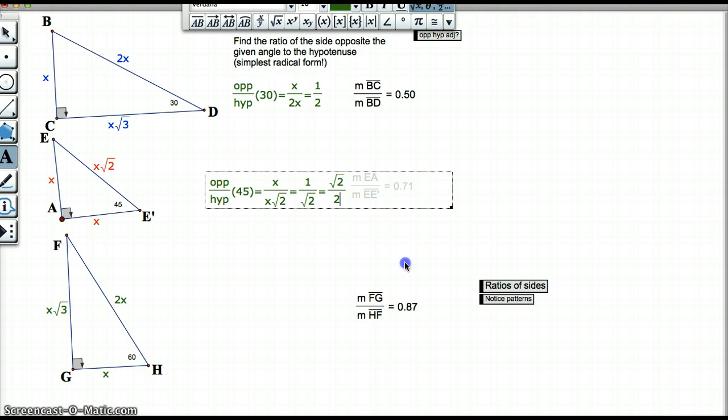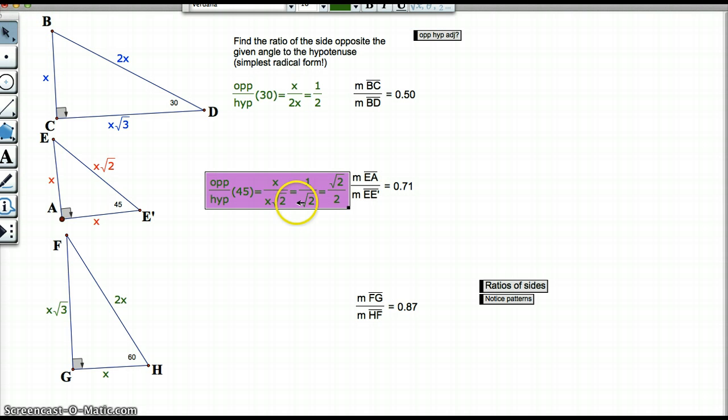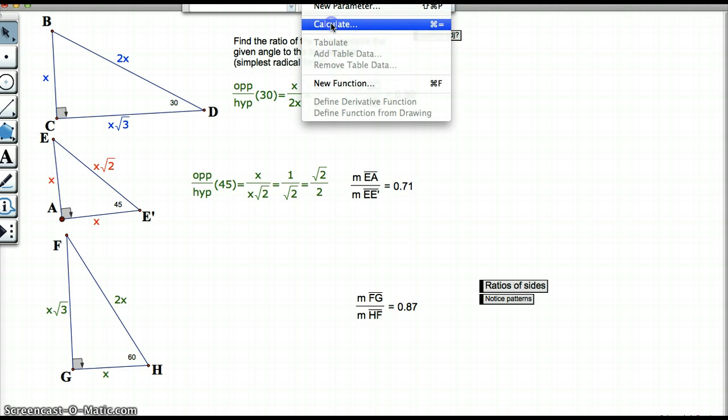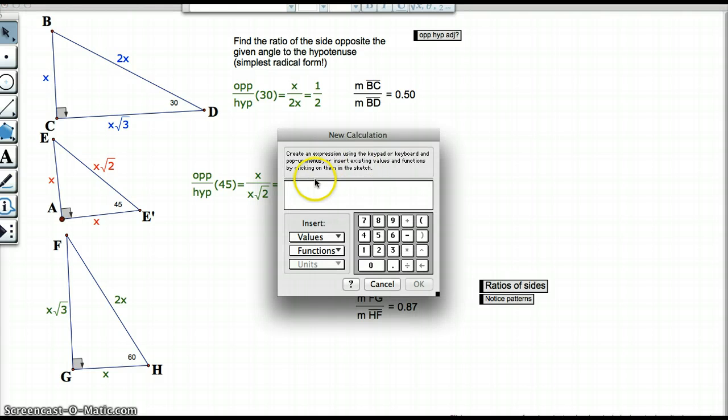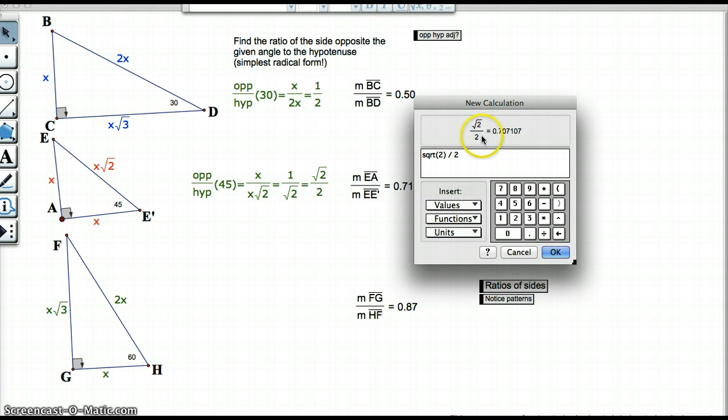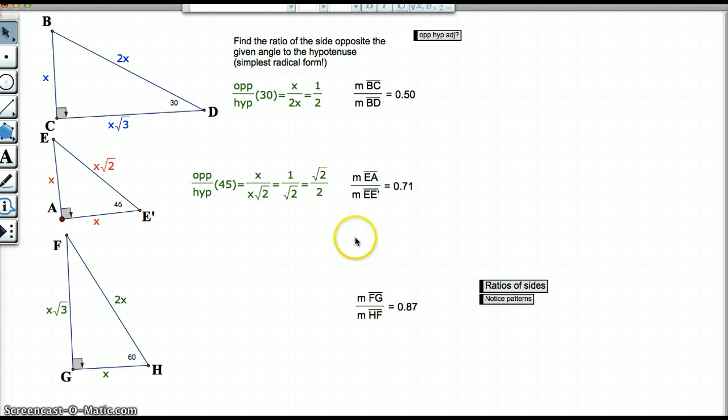Okay? Now, it might be a little harder for you to know what root 2 over 2 approximately would be. But we can see when we type it in that I can do the square root of 2 and divide that by 2, and ta-da, I get 0.707107, and that will continue going on. This is an irrational number, and so just saying 0.71 is not sufficient. Root 2 over 2 is our simplest radical form.